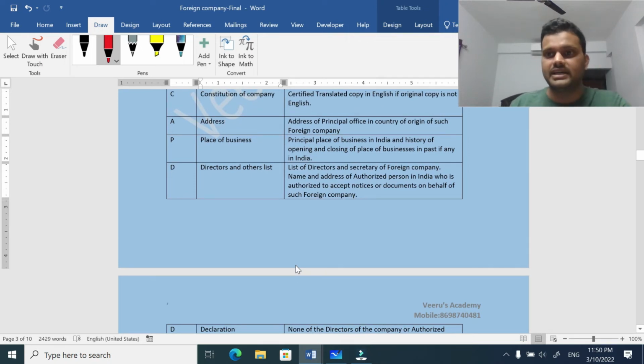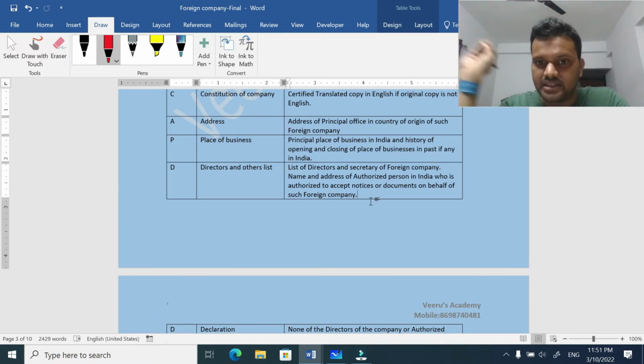List of directors and other details. List of directors, secretaries, and who are all associated with the foreign company. They need to provide that basic information. Like, let me read this. List of directors and secretary of foreign company. Name and address of the authorized person in India who is authorized to accept the notices and documents on behalf of such foreign company. First, list of directors and secretary. Secretary means company secretary. List of directors. Who are all the first directors of the foreign company? That list they need to provide.